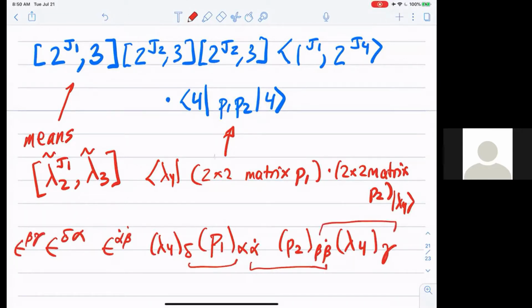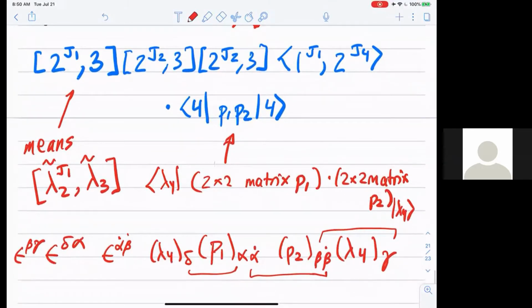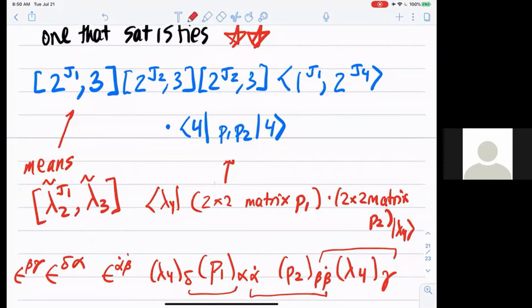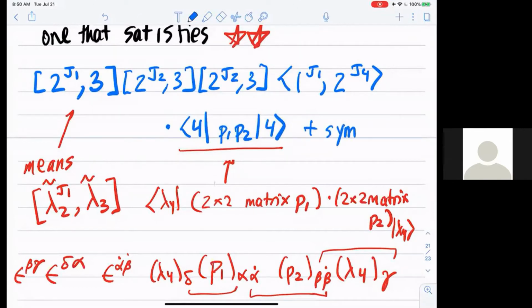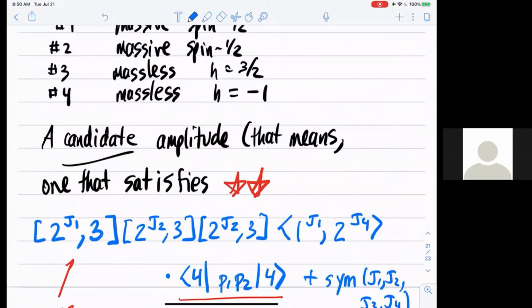Okay. So if you find yourself needing to get into the details of these calculations, you'll learn all kinds of really helpful notations. Like this complicated object here is just written in this very simple bracket form here. I'm still not quite done. I'm almost done. Plus, you have to symmetrize in all the indices J1, J2, J3, J4. Okay. Now, let's go through each of the particles one at a time and check that this candidate amplitude indeed scales correctly according to the little group for each particle.